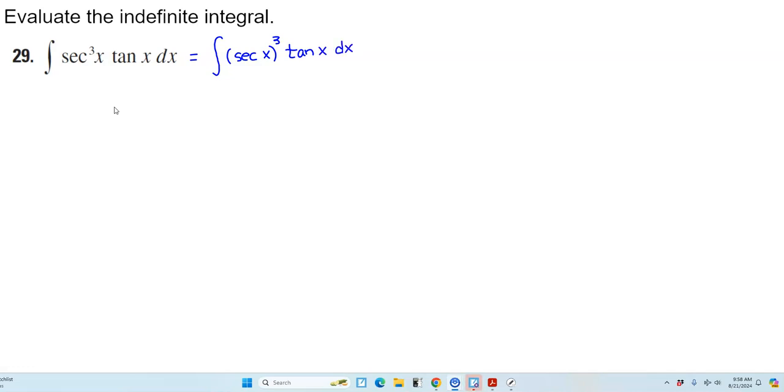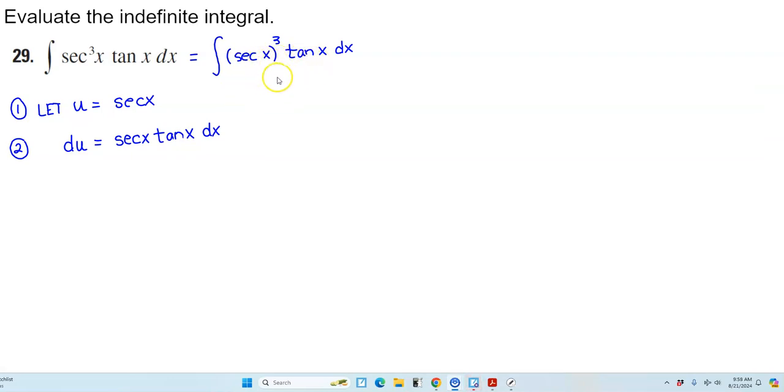Okay, so in step number one, what we're going to do is we're going to let u equal the secant of x. Okay, and so now we're going to take the derivative of both sides. So we have du, and the derivative of the secant of x, if you recall, is the secant of x tangent of x dx. Okay, so if you notice, we already have that here.